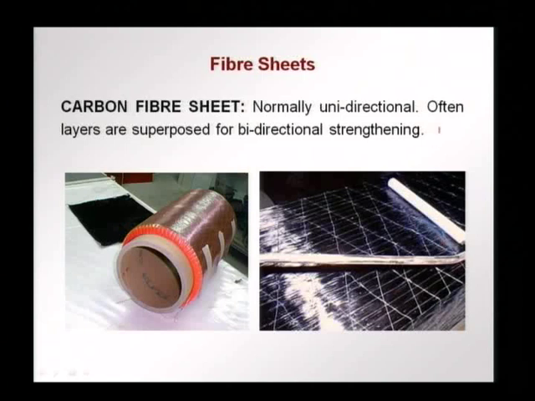When you want bidirectionality, remember when we talked about the plies, we said we will have fibers in different directions. Now these sheets have to be put in different directions to give bidirectional strengthening in the FRP.